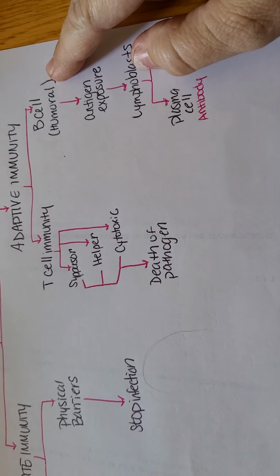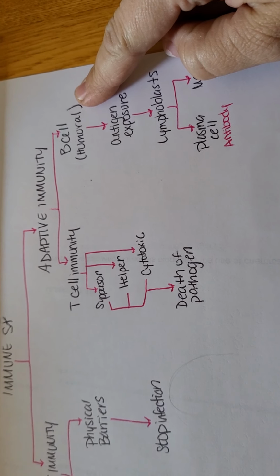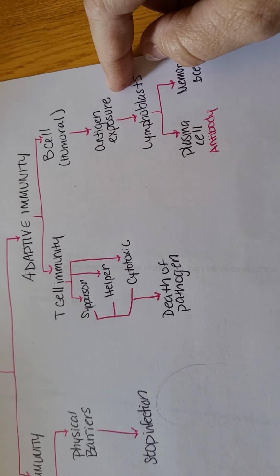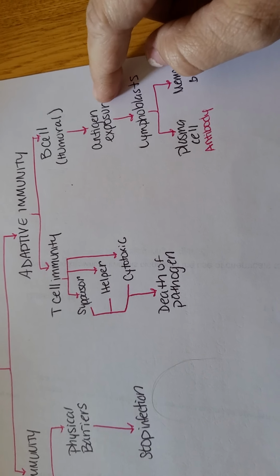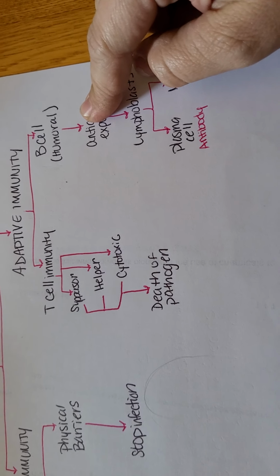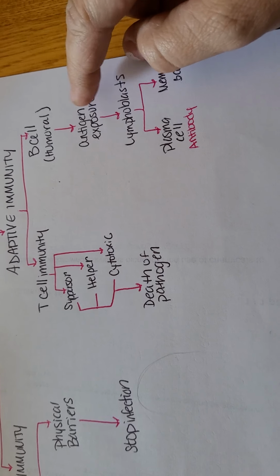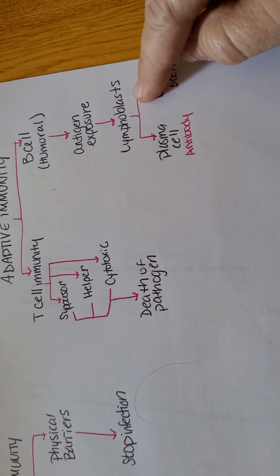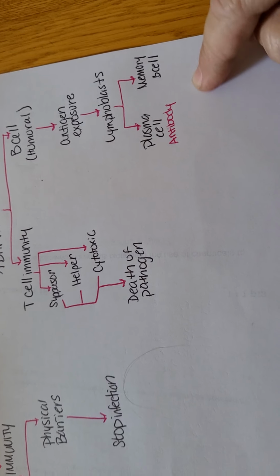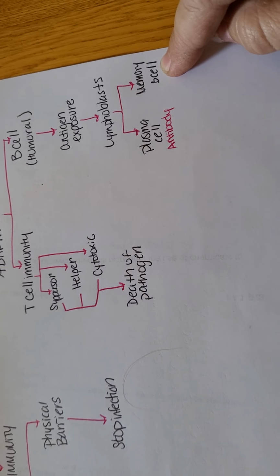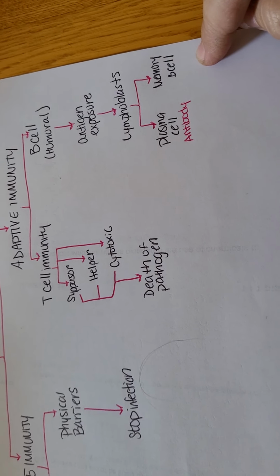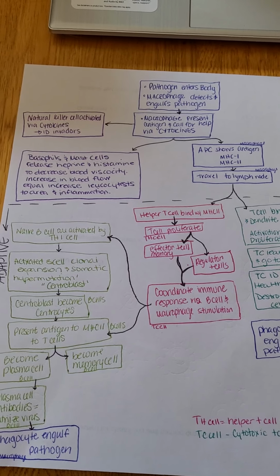When we have our B cells, the B cells turn into lymphoblasts, but they go through an antigen exposure. So the B cells come into contact with the antigen, and that creates the lymphoblast. That lymphoblast turns into either a plasma cell, which is going to be our antibody, or a memory cell, which is storing the antigen information for a later date for when we are exposed to it.